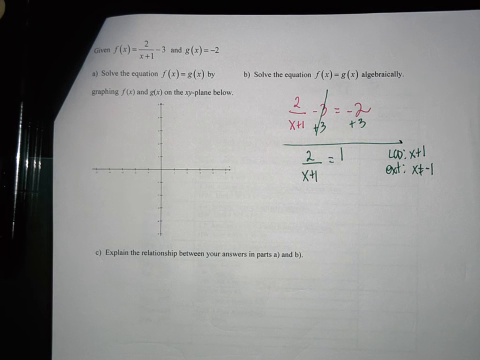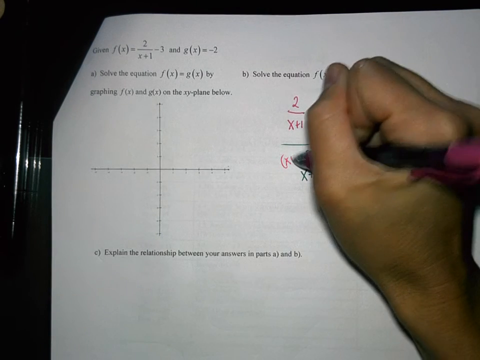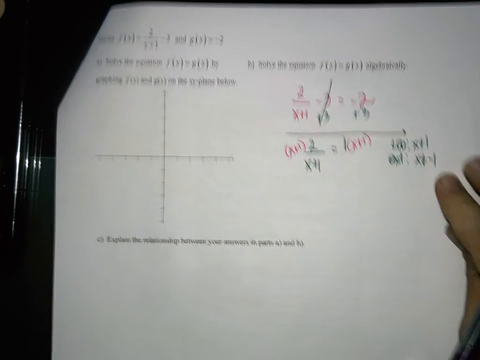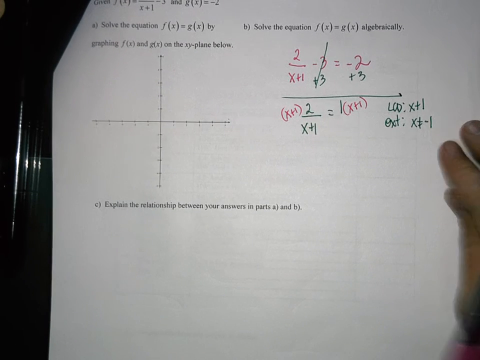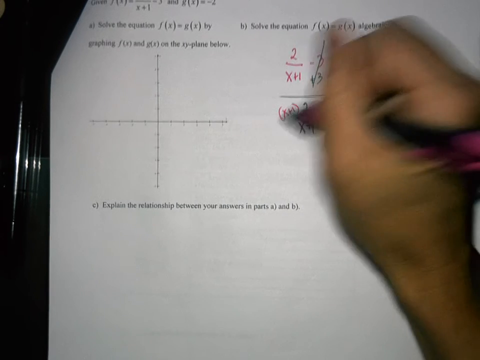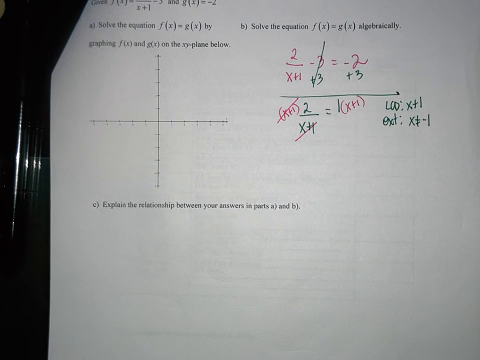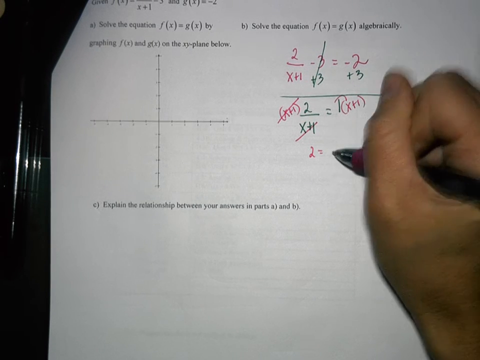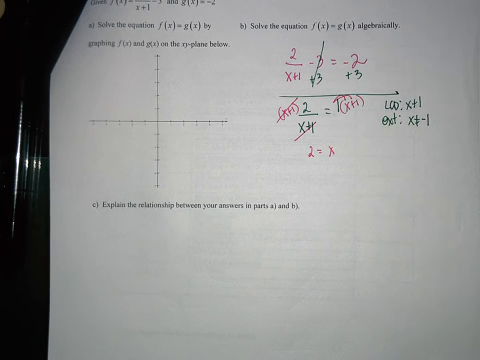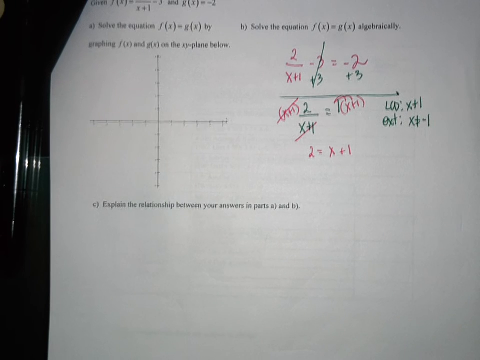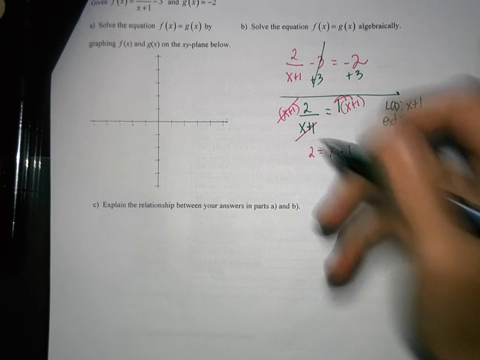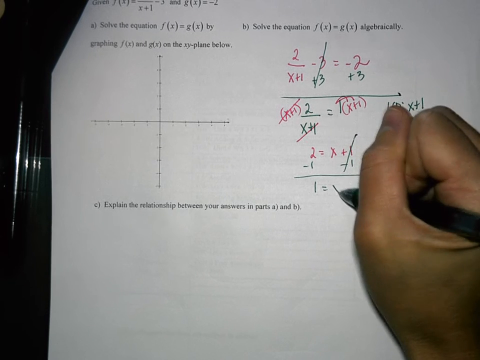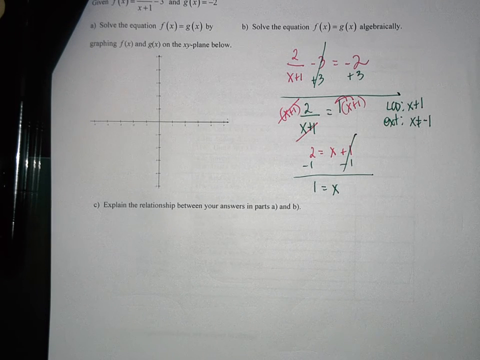Good. Multiply x plus 1 to every term. And what happens? X plus 1's cancel out and we get 2 equals, and we go 1 times x is x, and 1 times 1 is 1, and what do I do? Subtract 1. And so 1 equals x. Okay, there is my answer algebraically.